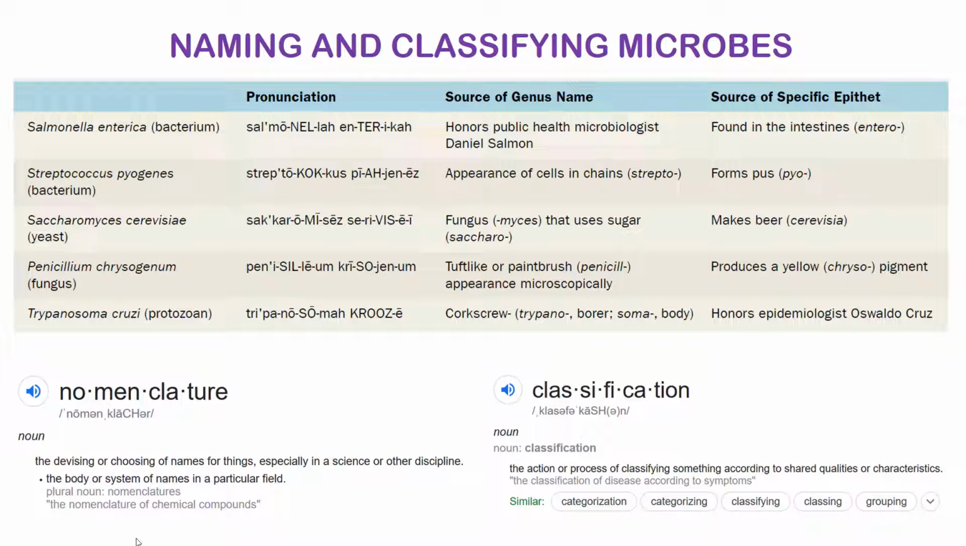And here are some microbes and how their names were derived. So check it yourselves, guys, you can pause this video. Okay. Take note that we also adopt the two-name or binomial system used by Carl Linnaeus in the 17th century.